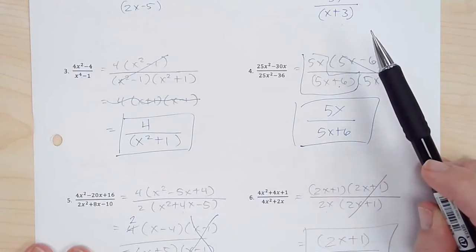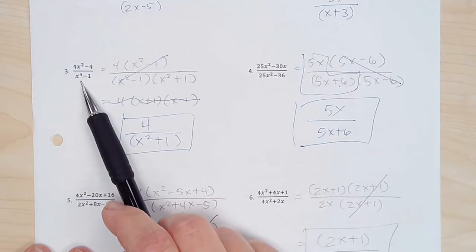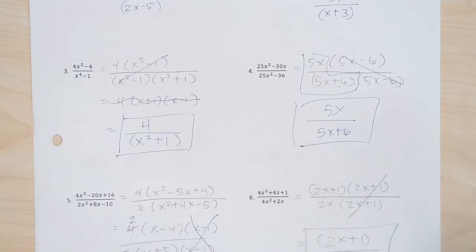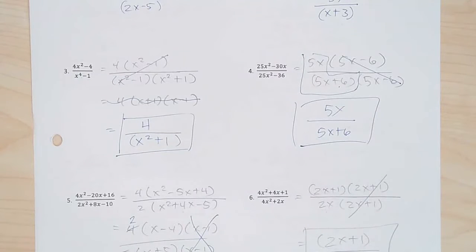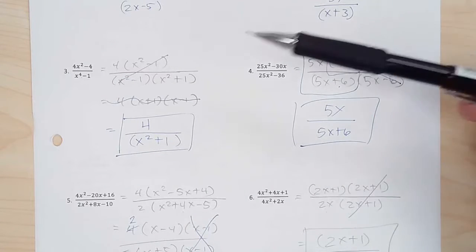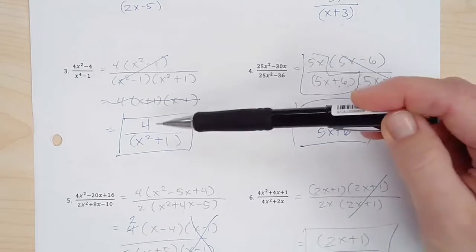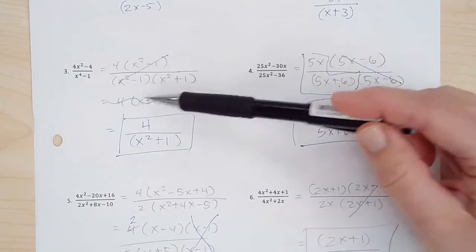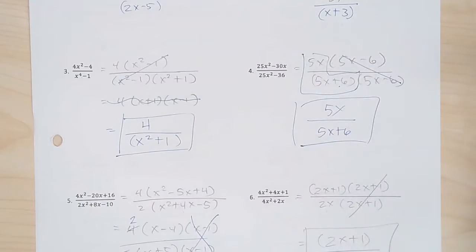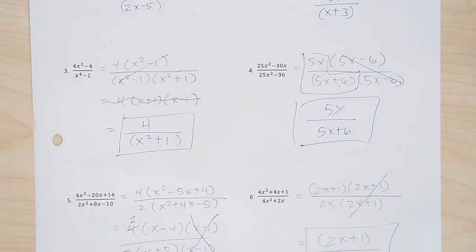Number 3, factor out the greatest common factor, and in the denominator you actually have x squared plus 1 times x squared minus 1. That's a difference of squares. So you could factor the x squared minus 1, but it does actually simplify. And make sure you don't just bring the numerator on up. And again, you could factor and then cancel, but it's easier just to simplify here. You end up with 4 over x squared plus 1, and that is it.